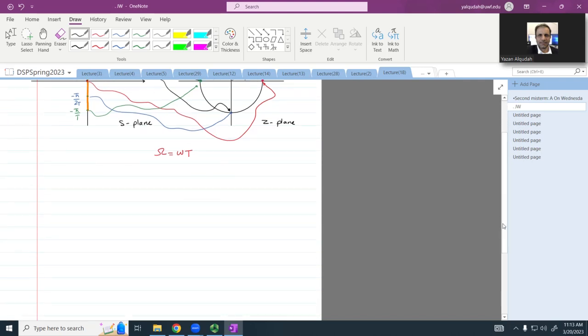Okay. So therefore, let's see what happens if we have a low-pass filter and if we have a high-pass filter, and we are trying to use this method for designing the filter.